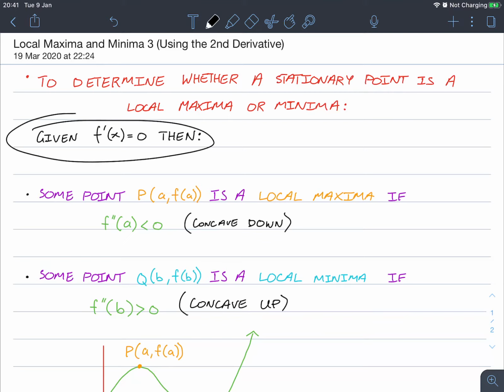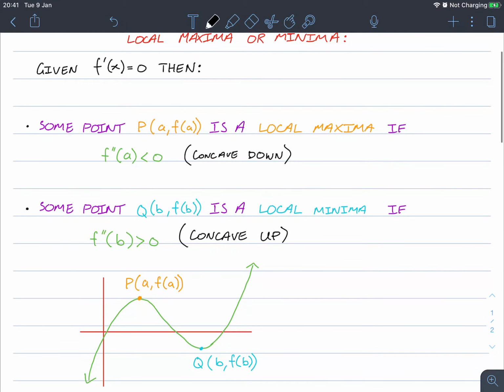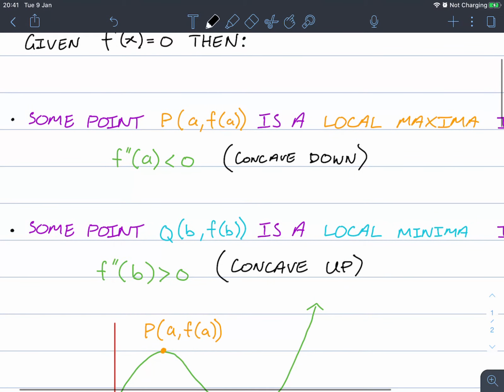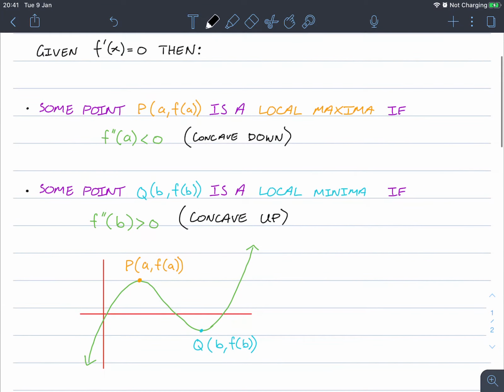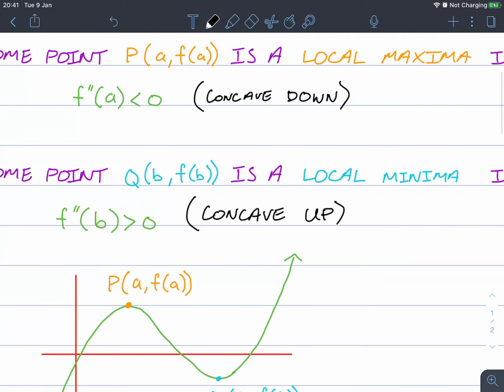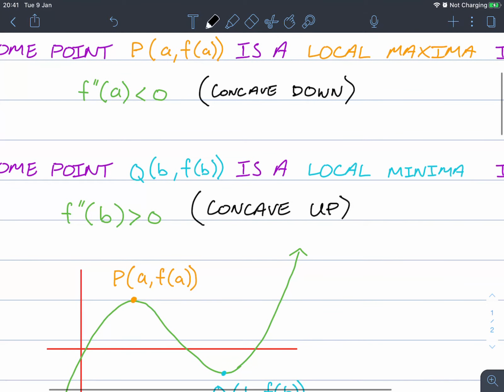So to determine whether a stationary point is a local maxima or minima, first we need to find our stationary points. Then some point P, A, f of A is a local maxima if the second derivative of that value A is less than 0, meaning it's concave down, and some point Q, B, f of B is a local minima if the second derivative of that point is greater than 0.